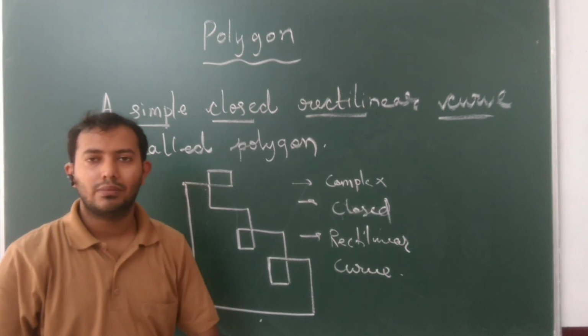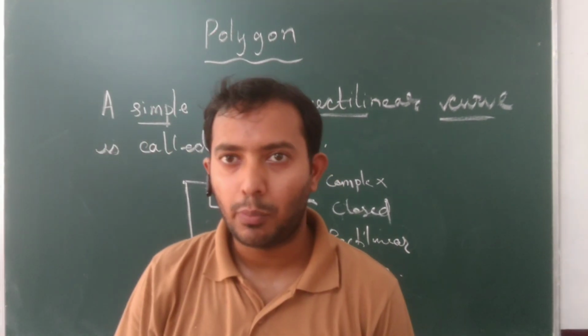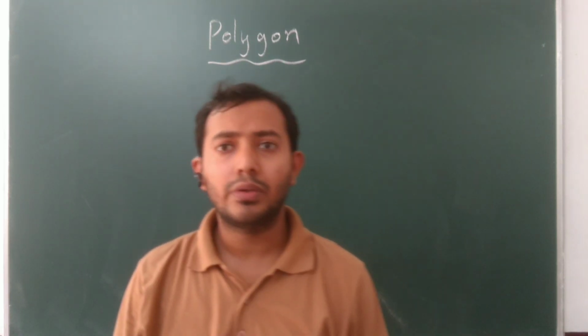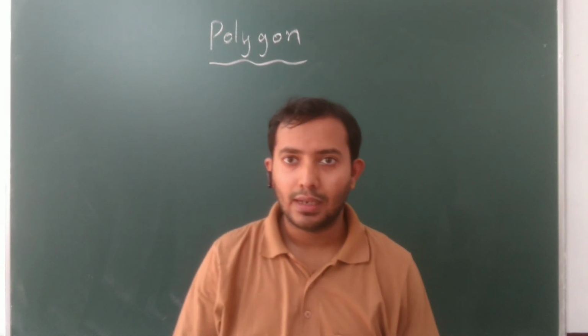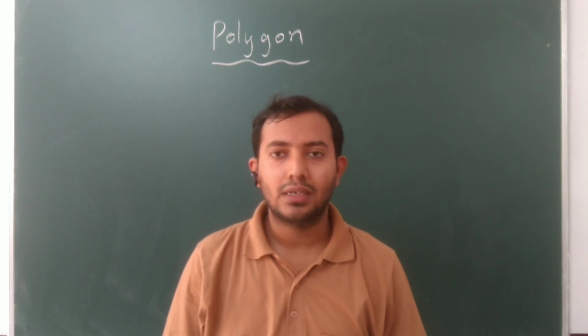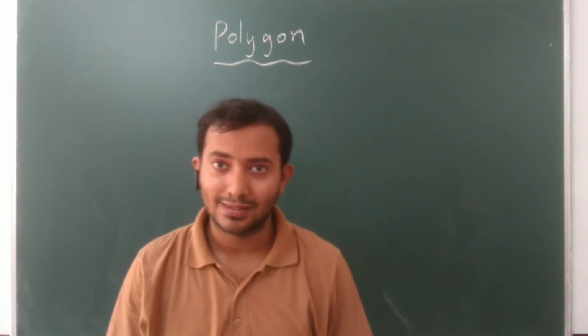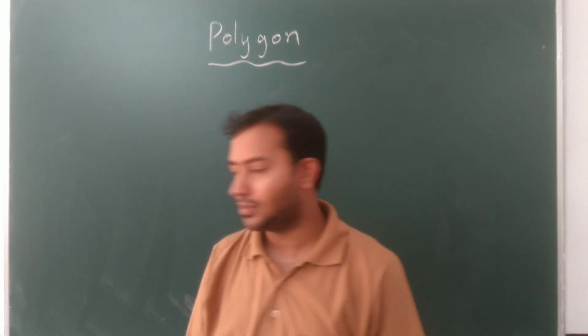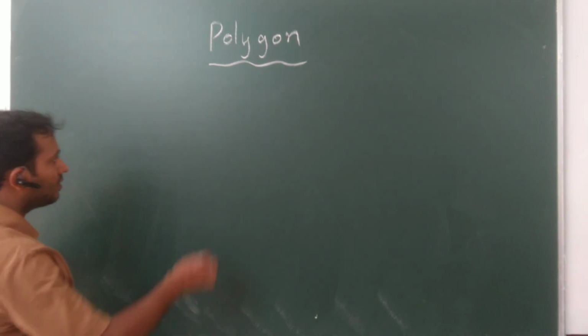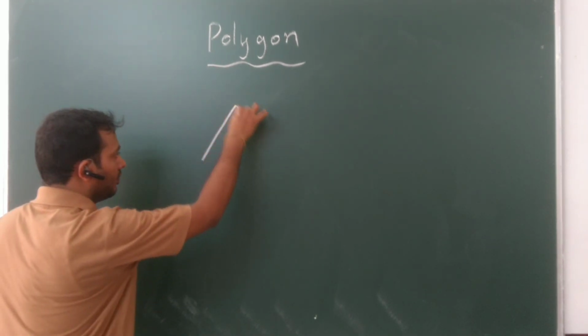I hope you people have understood what is polygon. Okay. Thank you. Now we are going to see the types of polygon, and in that angles, sides, vertices, and how to find adjacent sides, adjacent angles. Let's go one by one. So if we take triangle, first one.